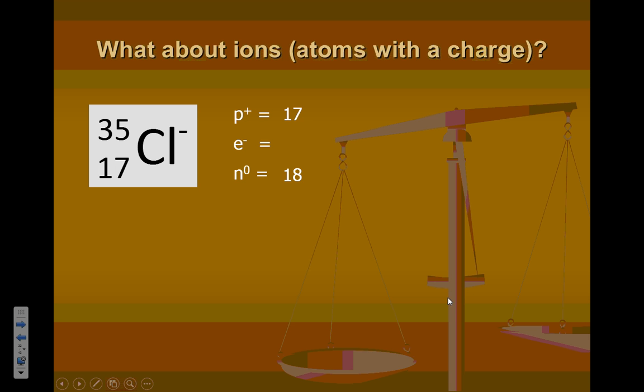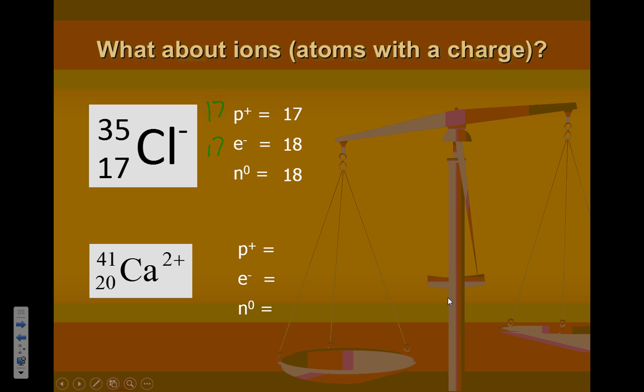What's different is the electrons. Now remember, an electron is a negatively charged object. As a neutral atom, this had 17 protons and 17 electrons. But now we have a -1 charge. That means we picked up an electron. So instead of 17 electrons, we have actually 18. So we have 17 positives, 18 negatives. Overall, we've got a -1 charge.